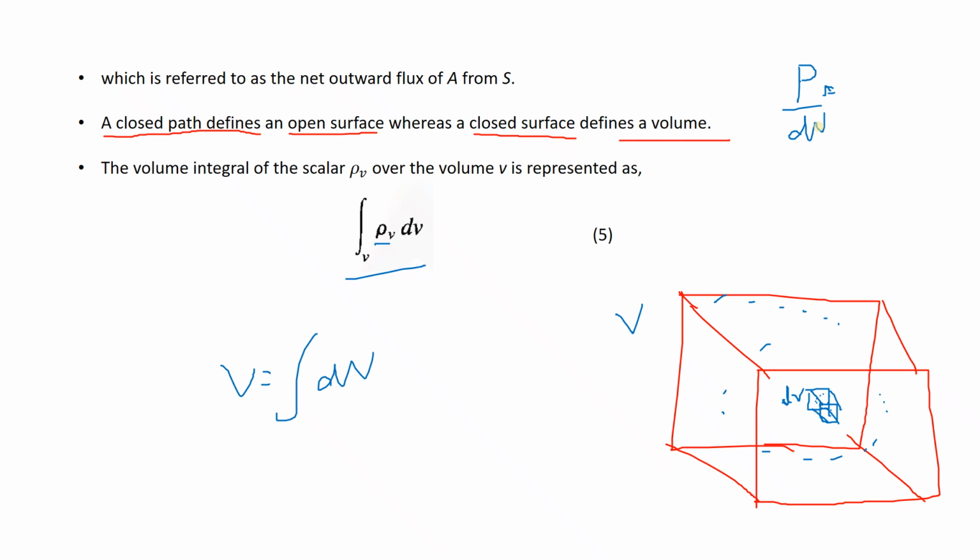That is equal to P divided by the small volume. That is called the volume density. Now if you want to calculate the total amount of quantity P, this is actually rho V. So volume density means any particular quantity divided by the volume, we get the volume density.